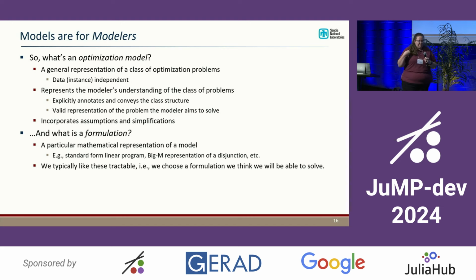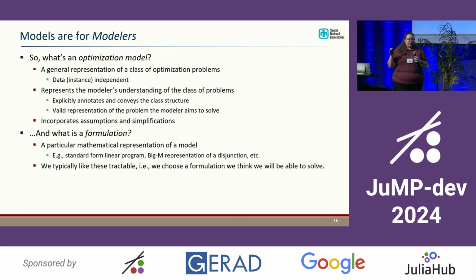So from our perspective, again, we're asking ourselves, well, what is an optimization model? We ask ourselves this a lot from different contexts. And from our perspective, an optimization model is a general representation of a class of optimization problems. It should be data independent, and it should really capture the modeler's understanding of a specific class of optimization problems.